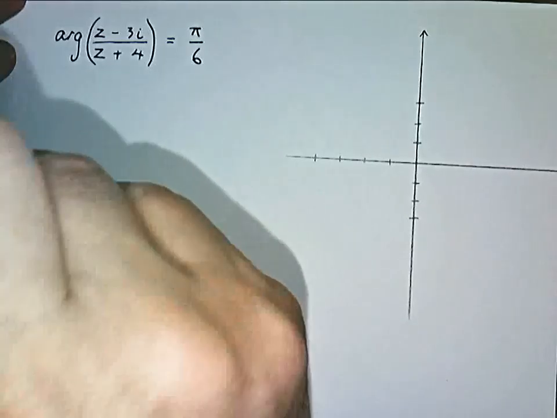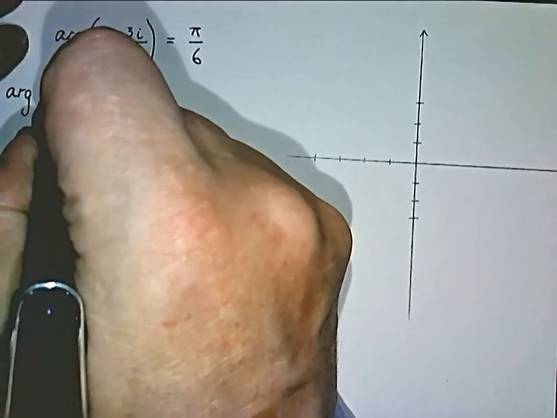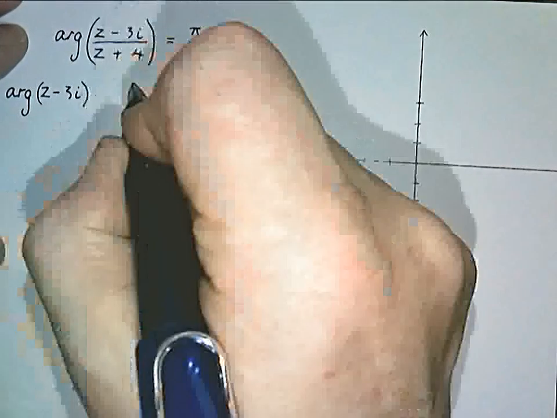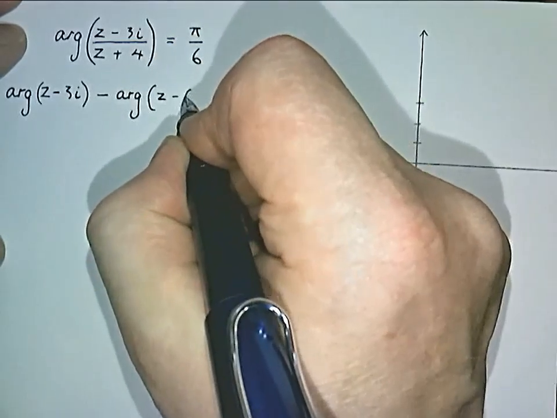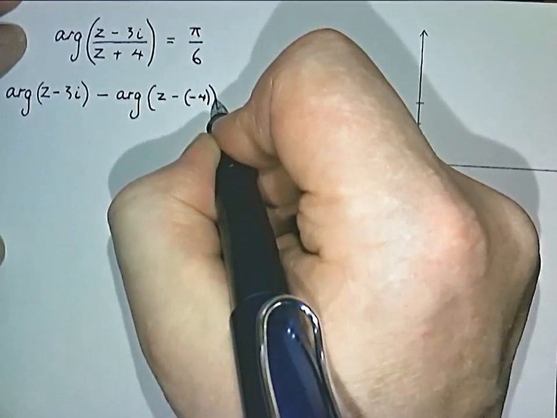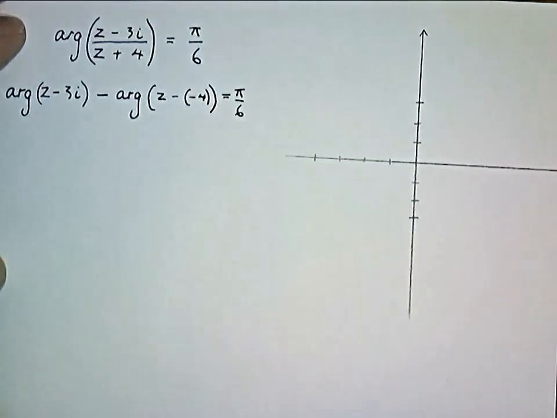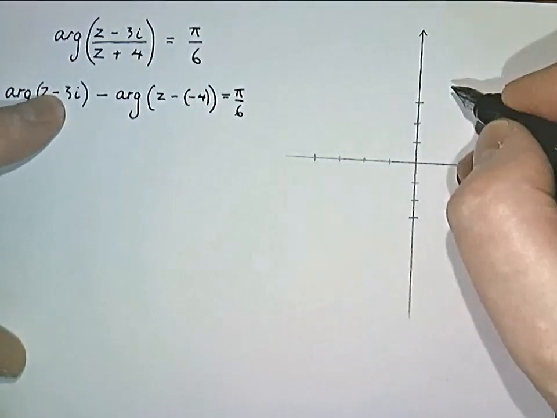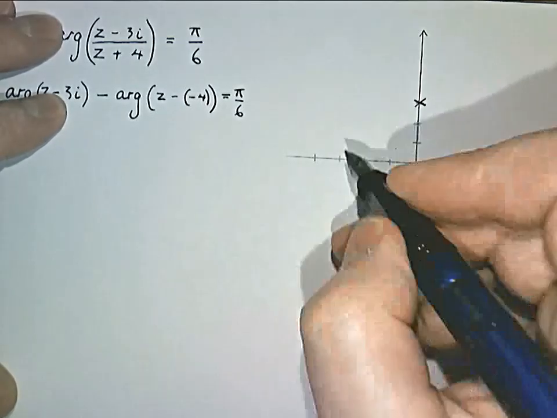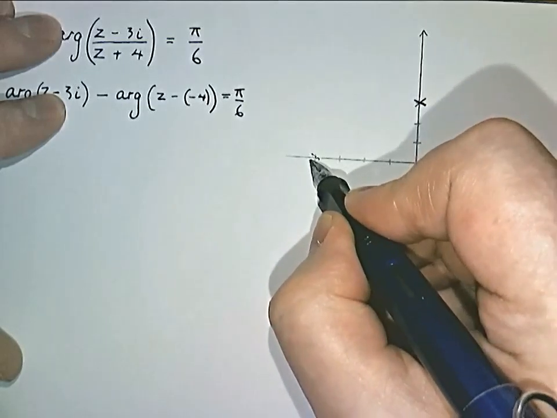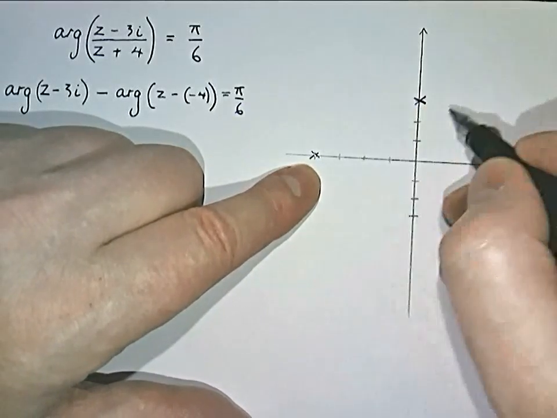Now, we know and we remember that we can rewrite this as arg of (z minus 3i) minus the argument of (z minus 4) equals pi over 6. So now we've got 2 points. We've got a point here at plus 3i, and a point here at minus 4. And the half lines run off from here in that direction or whatever, but we don't know.